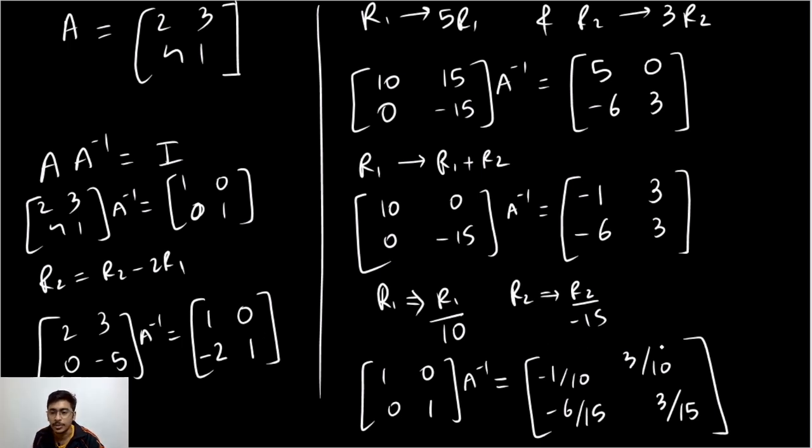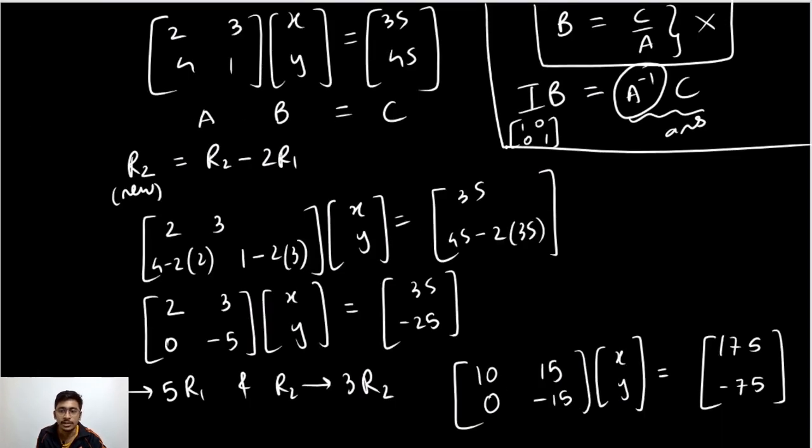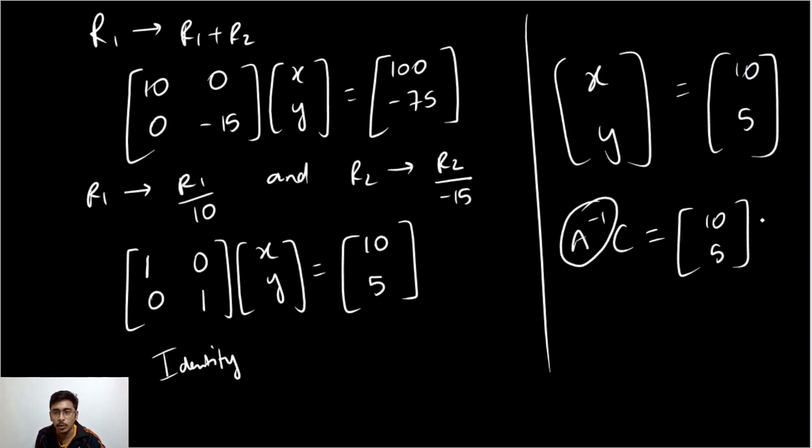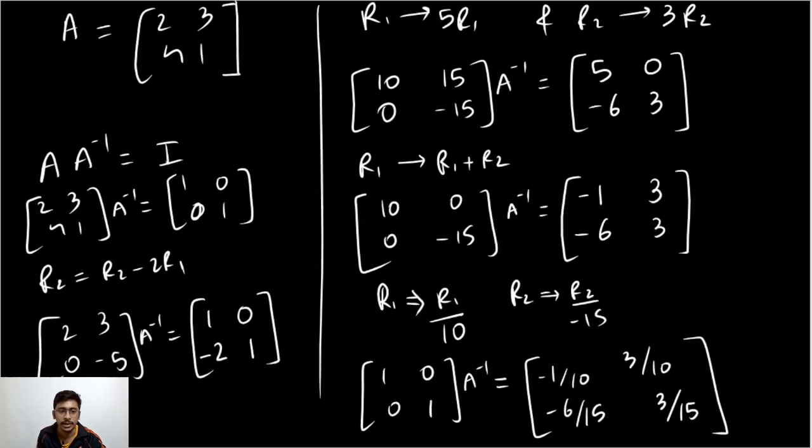And correct me if I'm wrong, maybe it's quite possible that I have done some calculation mistake over here, but try doing it on your own, then you will get a better idea how to do A inverse. So this is the A inverse of the matrix, and when we multiply A inverse with this matrix over here, 35, 45, what we are bound to get is basically A inverse into C is nothing but 10 and minus 5, 10 and 5. Okay, so that is how you compute that.